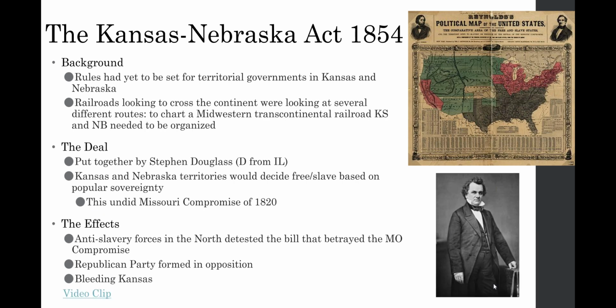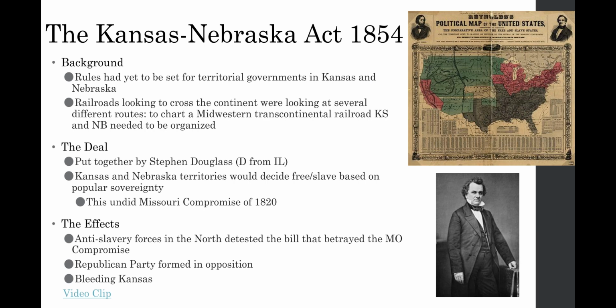There's a picture of him right there. They just call him the Little Giant, but he's like 5'4" or something like that. He really, really wanted to get a railroad built through Chicago. In order to do that, they had to organize the territory in Kansas and Nebraska. But the only way he was going to get enough votes in the southern part of his party was to do something to help the pro-slavery people.